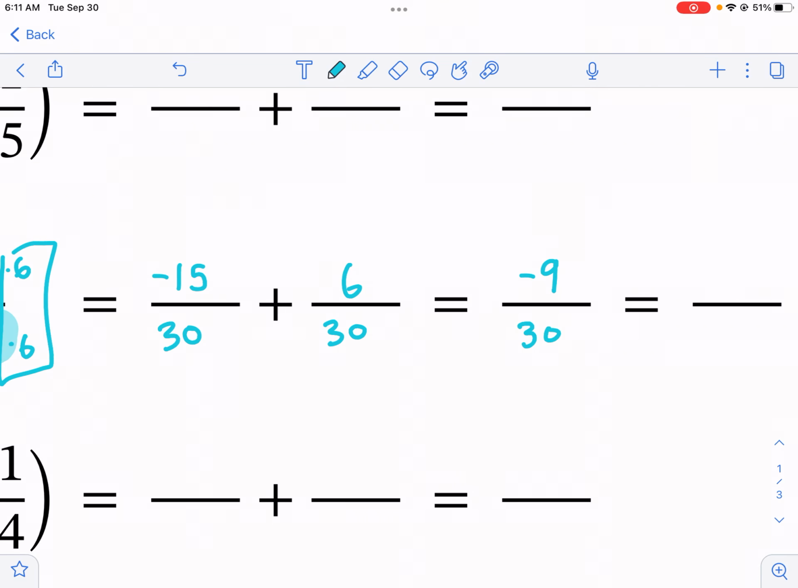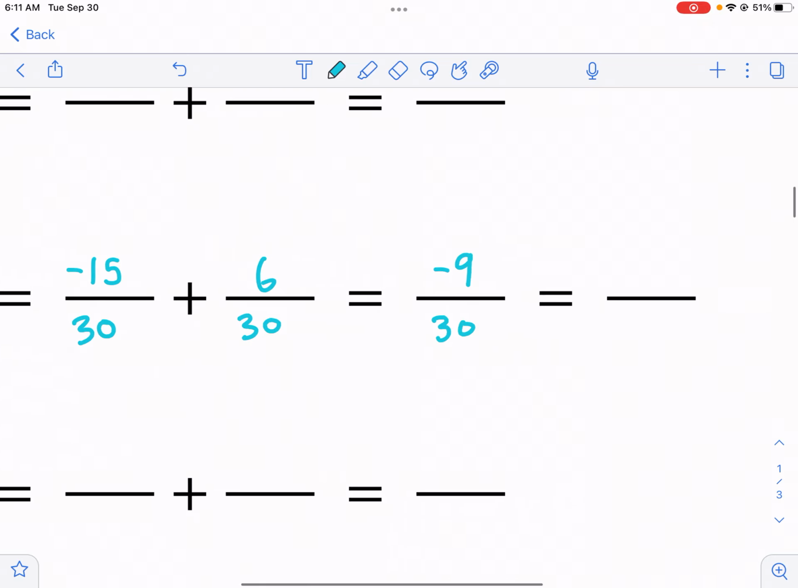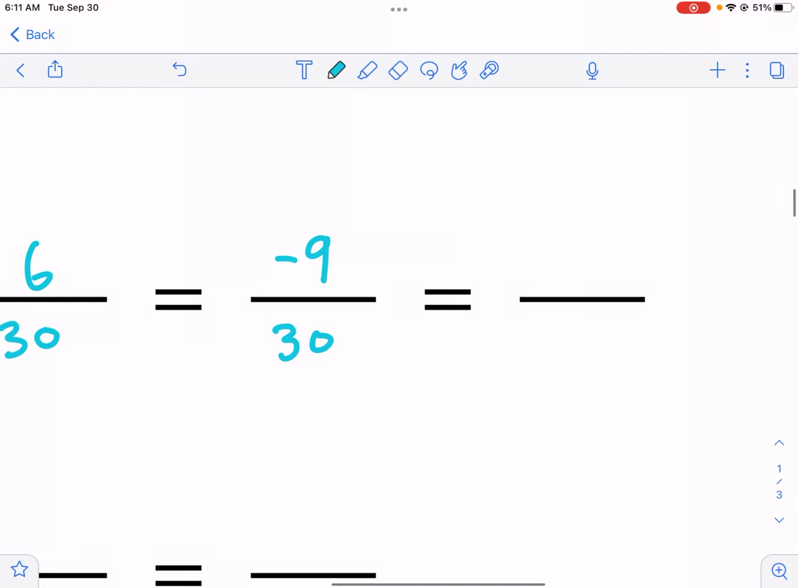Okay, so there are different signs. I'm going to subtract 15 minus 6 is 9. I'm going to keep the sign of the bigger number, which is the negative. Now, the reason why there's another little bar here is because this can be reduced. This is how reducing works. It's like the opposite. If we want to find an equivalent fraction by multiplying, you can reduce the fraction by dividing. We're going to divide by a common factor.